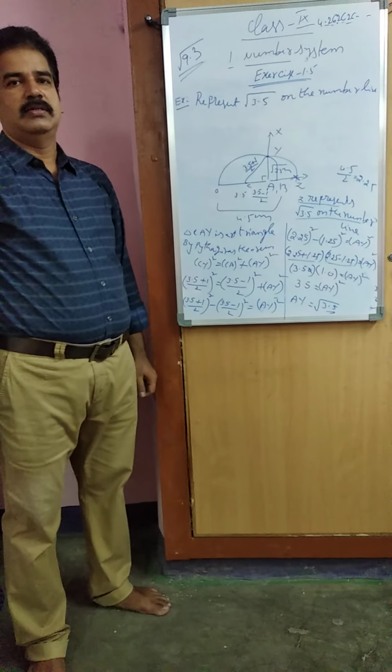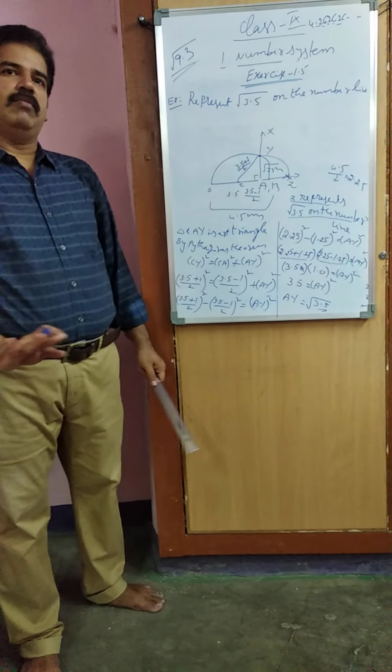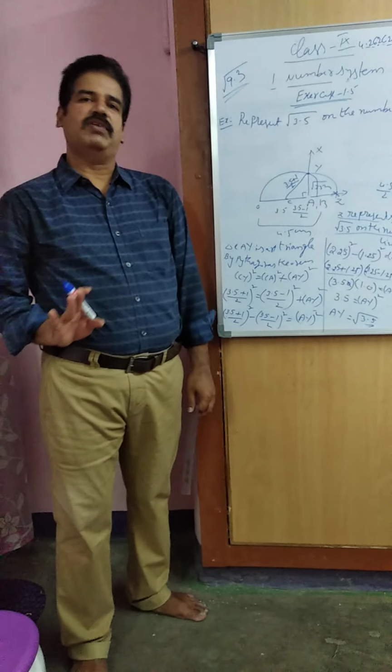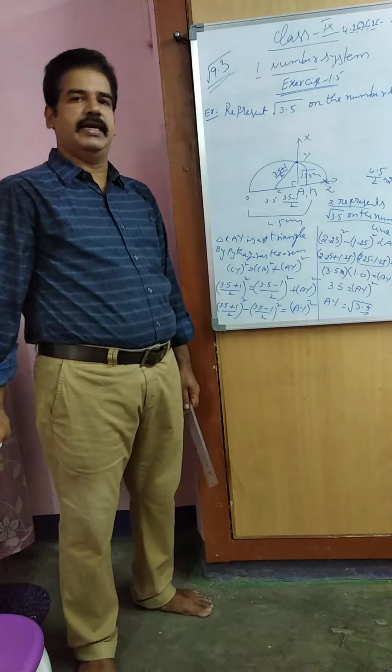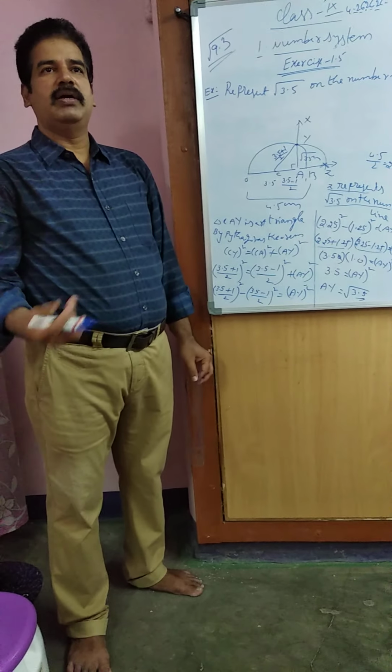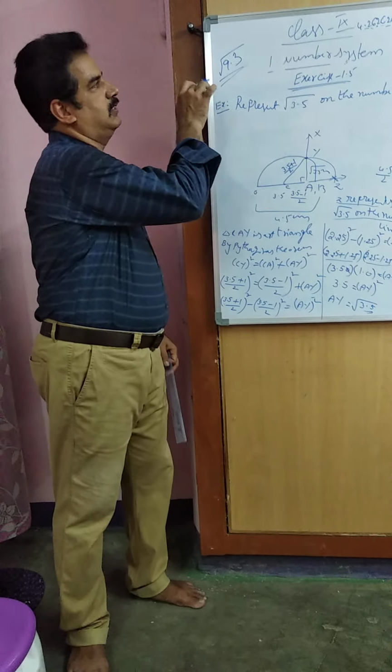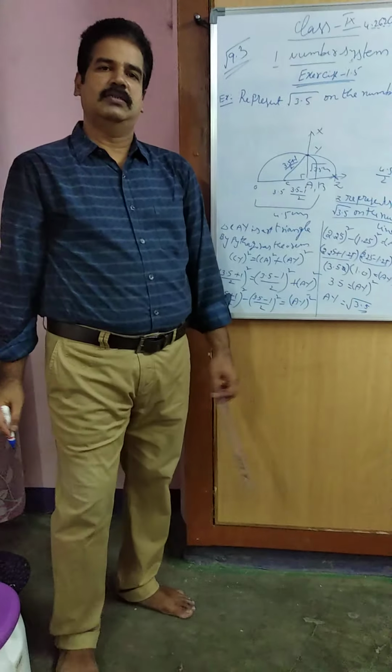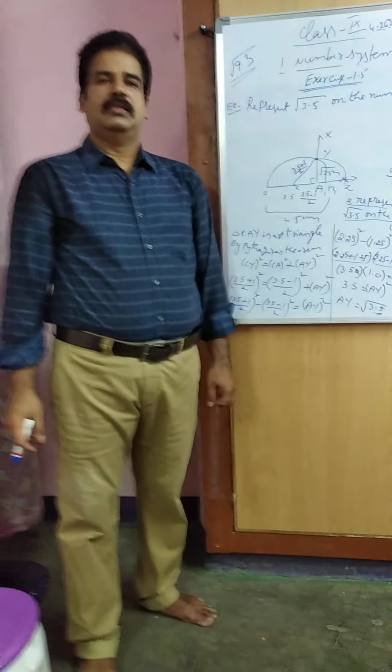Understand, children? With this, I have completed almost all. I have completed the first chapter. All the topics I have completed. You can copy in the book and try this sum in the book only. Okay? Thank you.